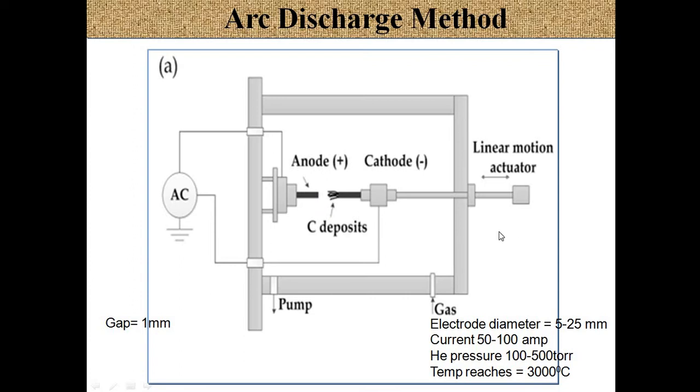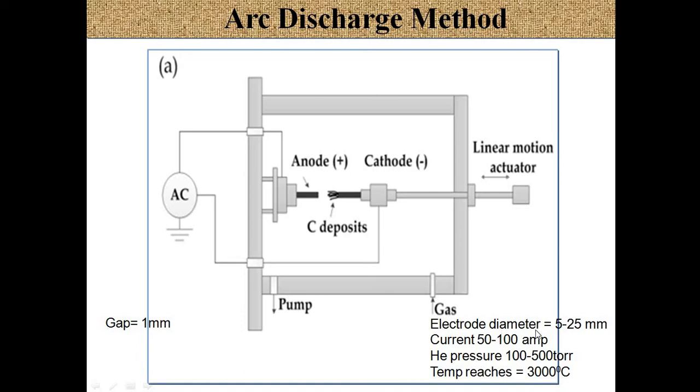And there is another motor through which we can increase the distance. The rotor is there, the shaft is there, and it moves, displacing the electrode from this place to that place, and in this way there is an increase in the length of the carbon nanotube. So it is a simple setup.